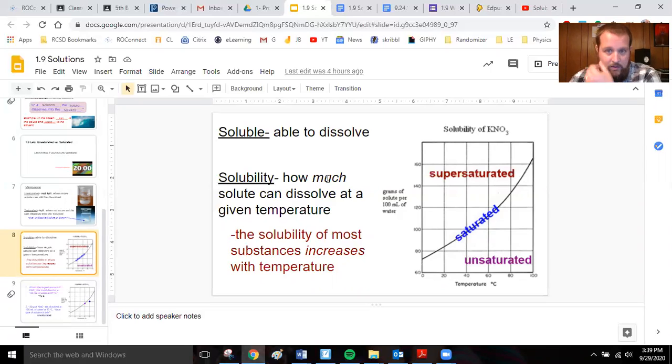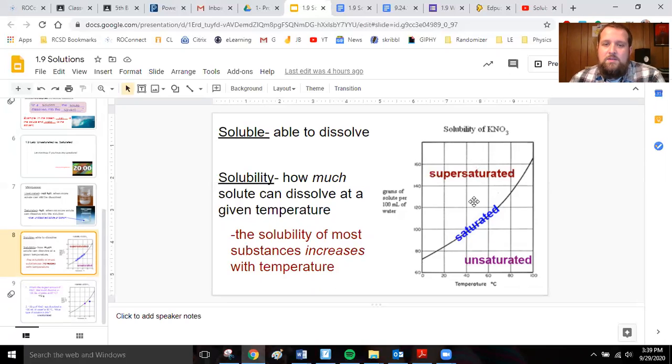And the other thing is that when you look at a solubility curve, the line represents where the solution is saturated at that temperature. So any point along this line represents saturated, which means anything under the line is unsaturated, anything over the line is supersaturated.